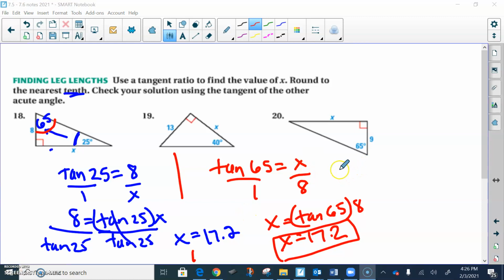So we're going to stop there, and then we're going to add in the other side, the hypotenuse. So go ahead and try the practice problems. Let me know if you have any questions.